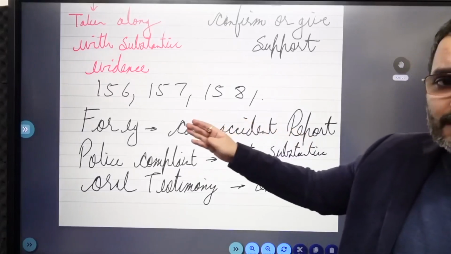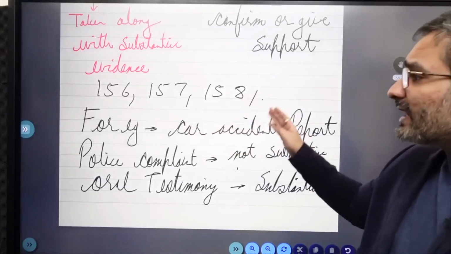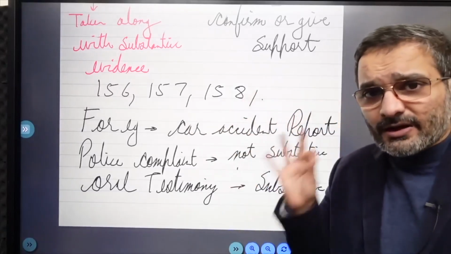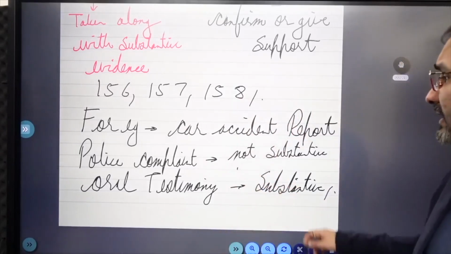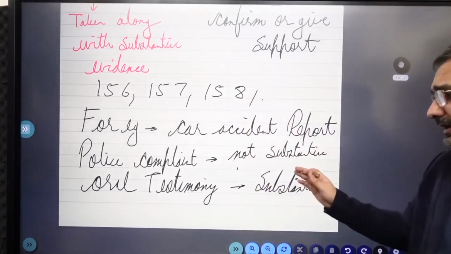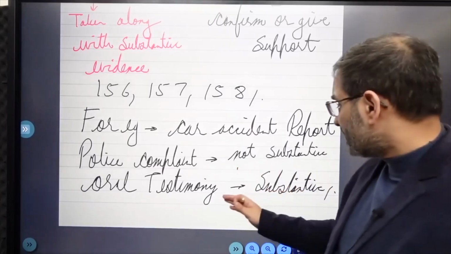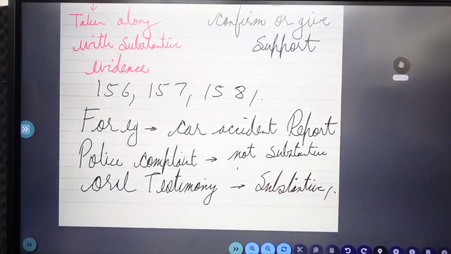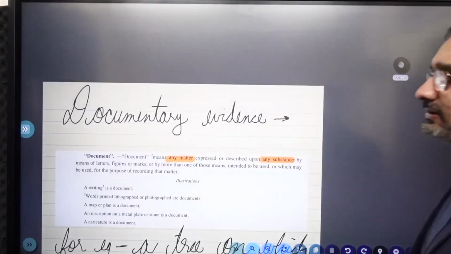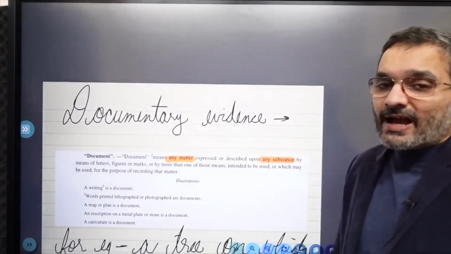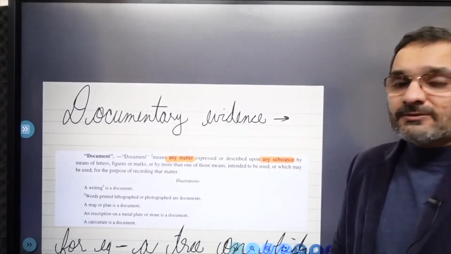156, 157, 158. 157 is a particularly important section in the Indian Evidence Act. For example, car accident report and police complaint is not substantive. Oral testimony is substantive. तो कार एक्सीडेंट में अगर जब रिपोर्ट हुई तो उसके अंदर जो वहाँ पे जो विटनेसेस जिन्होंने बताया कि ये कैसे गाड़ी ठुकी, तो उसमें सब्सटैंटिव एविडेंस है.